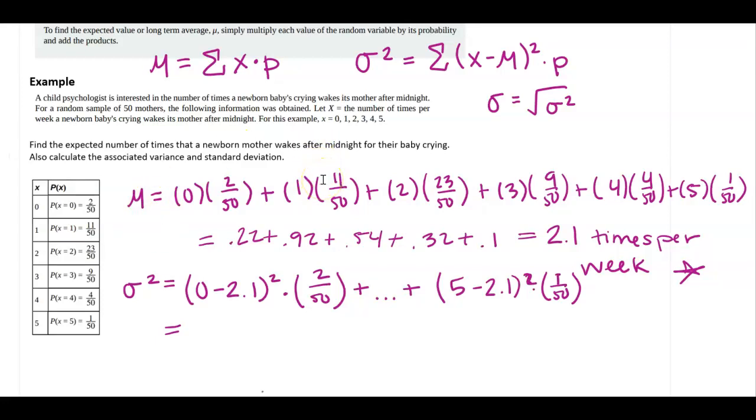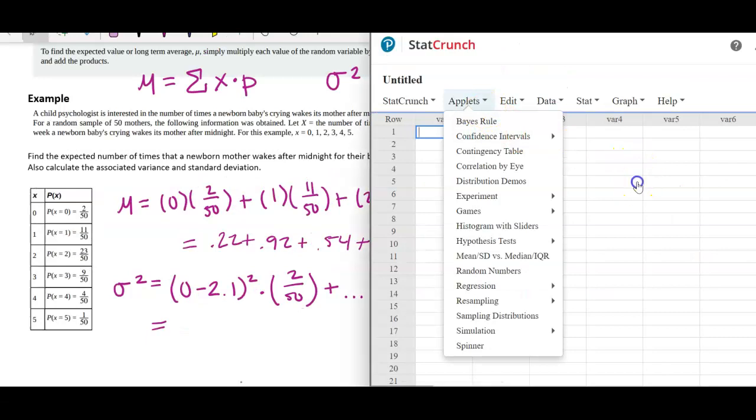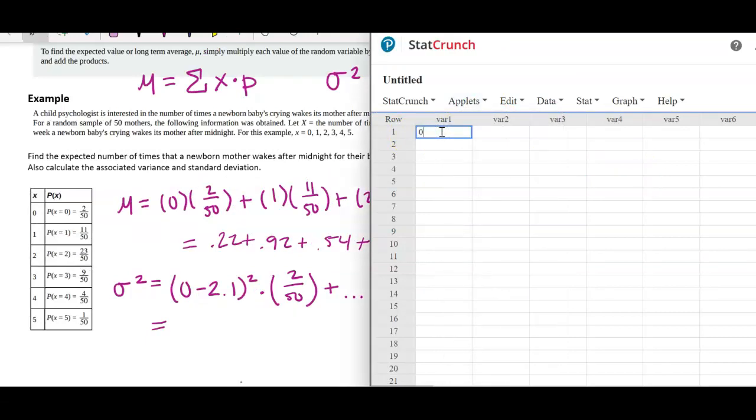But I'm going to use StatCrunch in order to do this. So let me pull that up, and I'm going to split my screen as well. Once you have StatCrunch up, you're going to put your X values in one column. And then you have two options here. You could put this in as a rounded percent, or you can just put in the frequency, because a probability distribution for a discrete random variable is really a relative frequency distribution. So you could just put in the frequencies and you would be just fine.